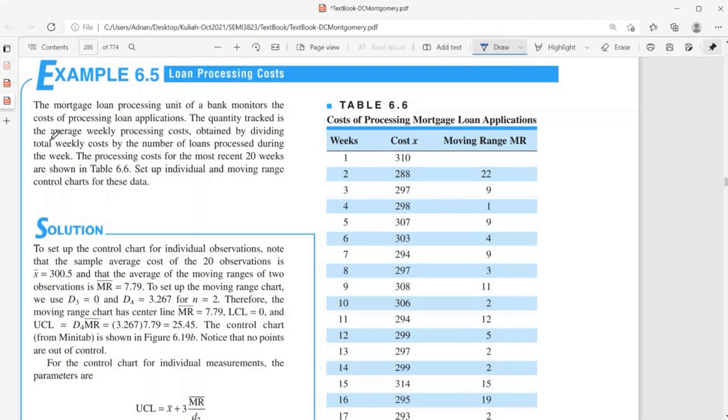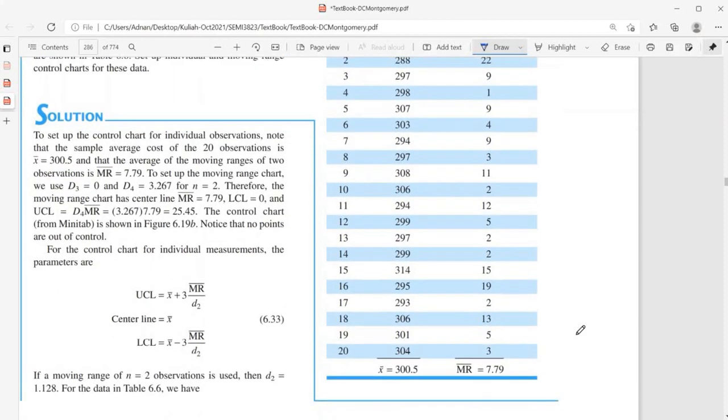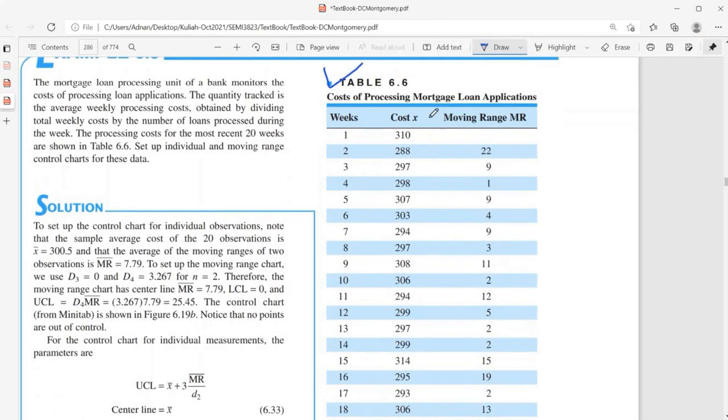The quality tracked is the average weekly processing cost, obtained by dividing the total weekly cost of the loan process during the week. The processing costs for the most recent 20 weeks are shown in Table 6.6. We have week number 1, 2, 3, until week number 20. So what we have now is only one number, the cost. Week number 1, the cost is 310.